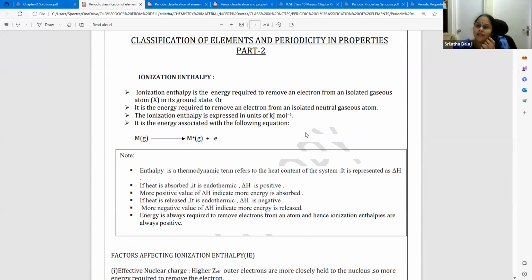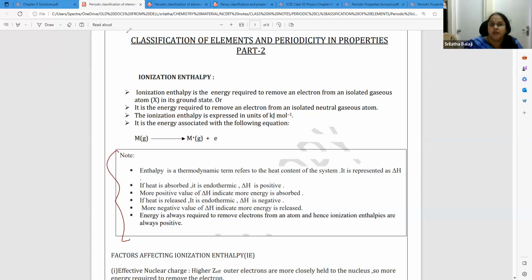See, enthalpy refers to the heat content of the system. Can you see it's given in this? Enthalpy refers to heat. Is it clear? It's the heat content of the system. And enthalpy is always denoted by delta H. That's a symbolic representation.